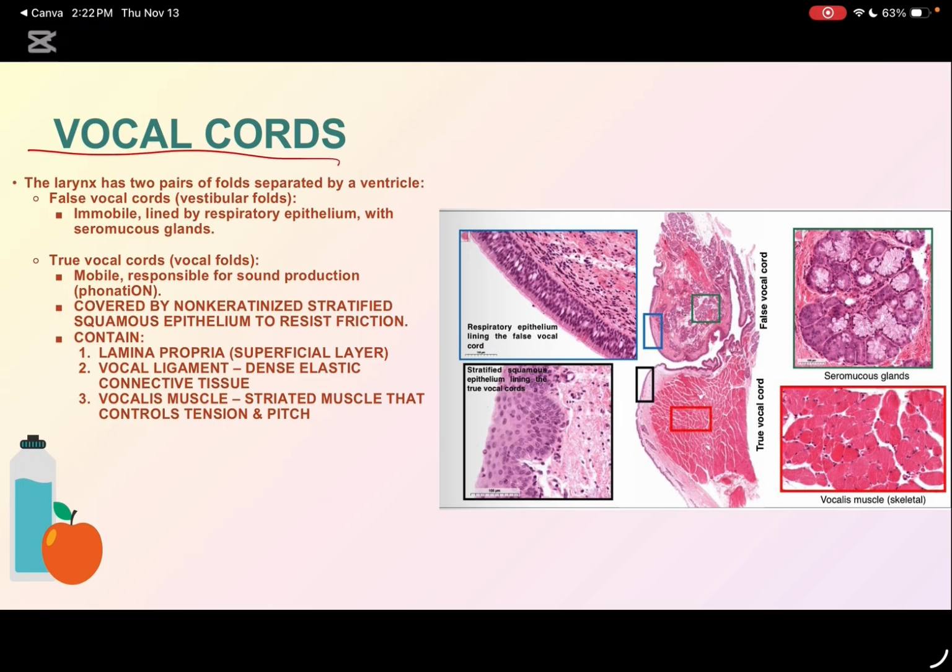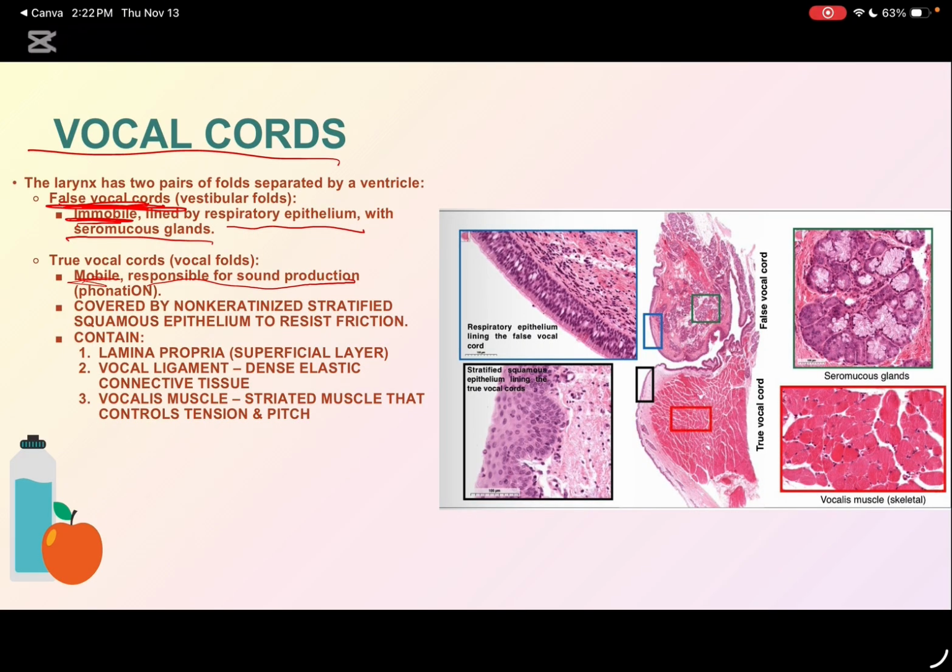The vocal cords. We have two types: the false and the true vocal cords. The false vocal cords are immobile and lined by respiratory epithelium, and they contain seromucous glands. The true vocal cords are mobile, unlike the false ones, and they are responsible for sound production. When I'm speaking right now, I'm using my true vocal cords.